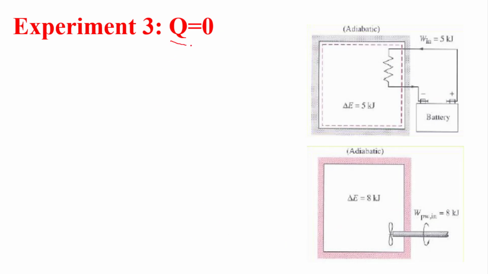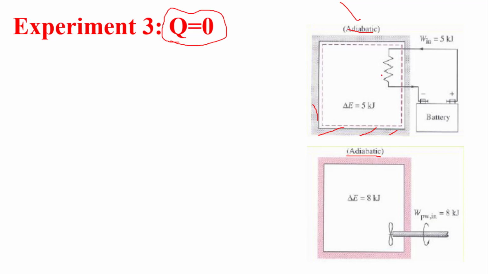Now experiment 3: we don't have any Q lost or gained. That means we have an adiabatic system. An adiabatic system means we have insulation. You can notice that we have this color here. Here again we have an adiabatic system.